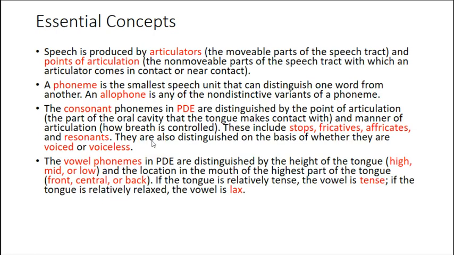And consonants are also distinguished on the basis of whether they are voiced or voiceless. Vowel phonemes in present-day English are distinguished by the height of the tongue, high, mid, or low, and the location in the mouth of the highest part of the tongue, front, central, or back. If the tongue is relatively tense, the vowel is tense. If the tongue is relatively lax, the vowel is lax. So, for example, E is a tense vowel, I is a lax vowel, and U is a tense vowel, U is a lax vowel. So you can feel the different degree to which you have to sort of make your tongue tense to make these different sounds. There's a lot more detail that we could go into, but I think that is sufficient for today.